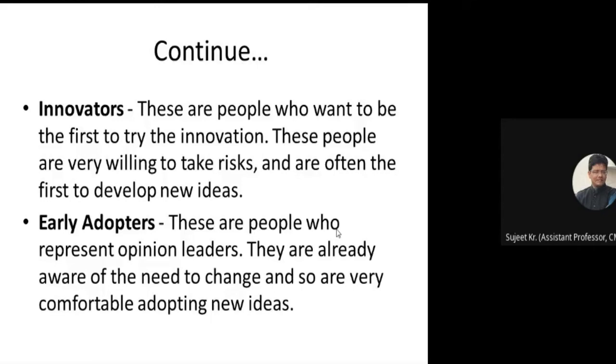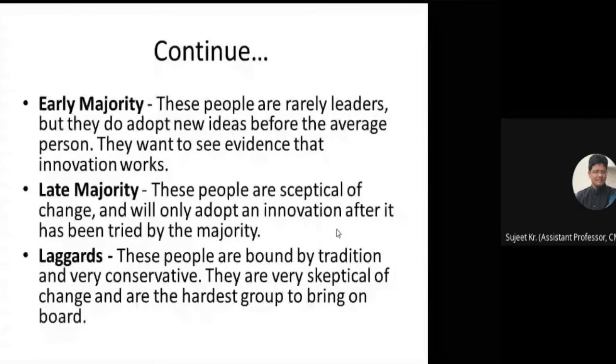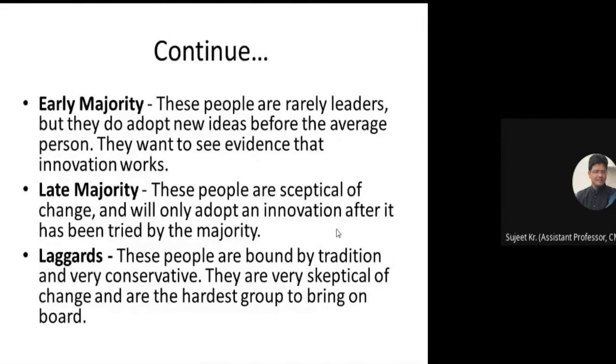Early adopters, as I said, are people who represent opinion leaders. They are already aware of the need to change, and so they are very comfortable adopting new ideas. They are very eager to adopt new ideas. Then early majority: these people are rarely leaders, but they do adopt new ideas before the average person. They want to see evidence that the innovation works. As I told you, they need something to count upon. They want some data that says this innovation is working. So then they will adopt.